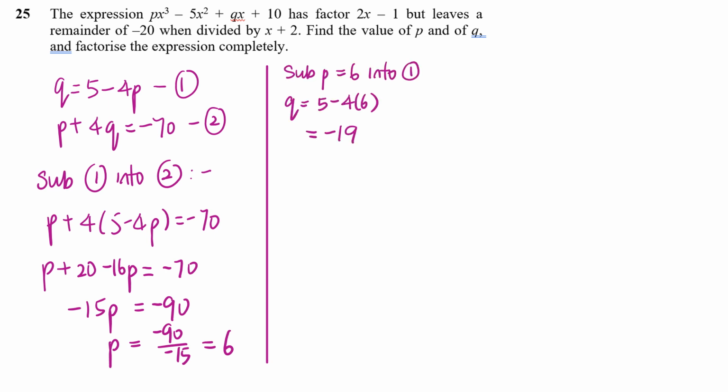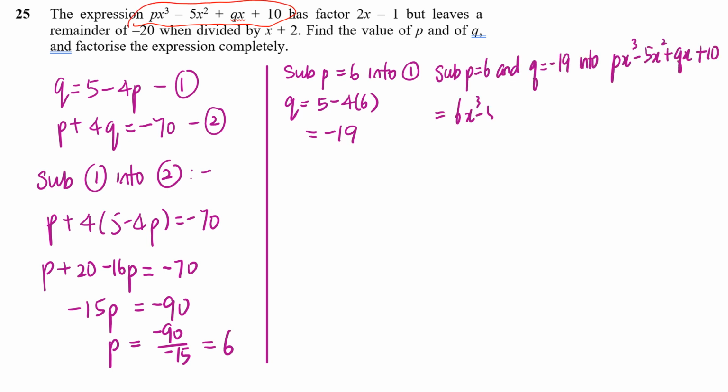After finding the values of P and Q, substitute back into your dividend. What is a dividend? The dividend is the one with the many terms. Okay, the one with a lot of terms, that is the dividend. Substitute into your dividend. All right. And then what is the next thing we need to do? The next thing we need to do is to factorize it completely.